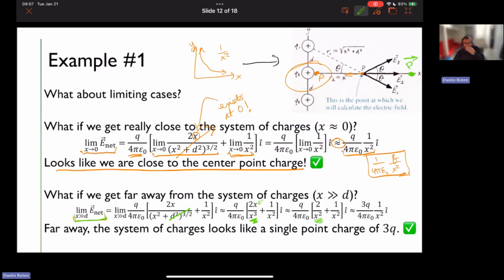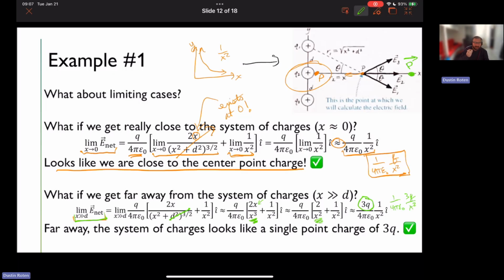Now notice we have a common denominator. We have an x squared and an x squared, which means we can just add the numerators together and look at what we get. Once everything's simplified, we get a 3q up here. So again, we can rewrite this a bit: 1 over 4 pi epsilon naught, 3q over x squared.